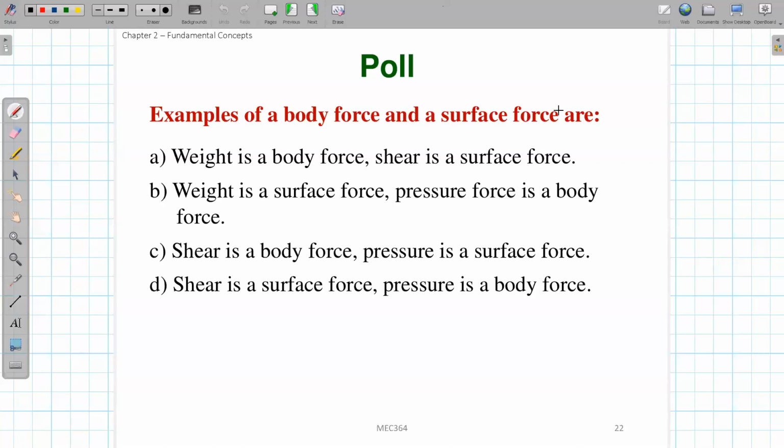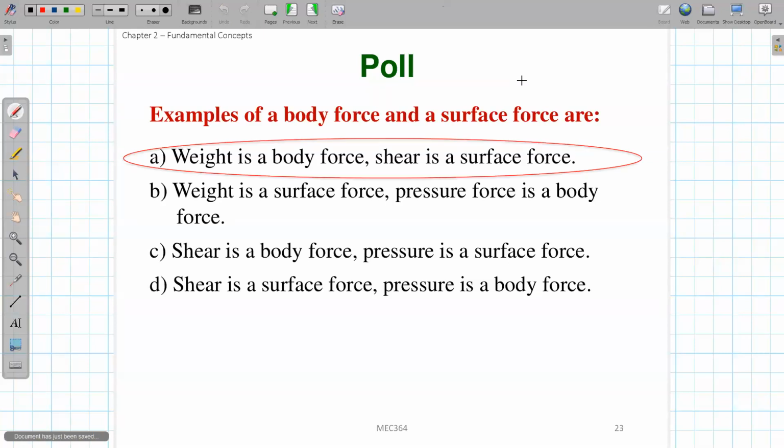Okay, so most people choose A, right? So the correct answer is A, okay? The correct answer is really A. And why? Let's go through the wrong version first, okay?